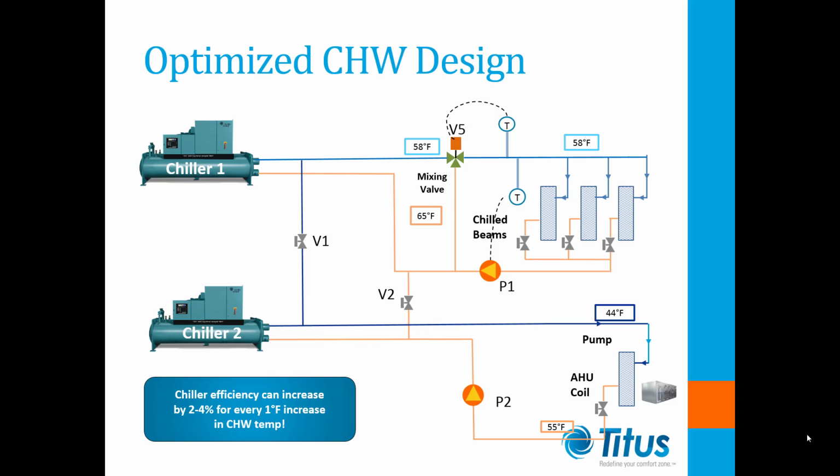Chiller number 2 will produce low temperature chilled water for the DOAS air handling unit coils and other site process equipment that require low temperature chilled water. Should either of the chillers fail, or if one is taken offline for maintenance, then the remaining chiller reverts to producing 44-degree water, and a mixing valve, V5, will operate to mix the two temperatures to provide 58 degrees for the chill beams. Obviously, this is a more expensive design, so is better suited to larger buildings.